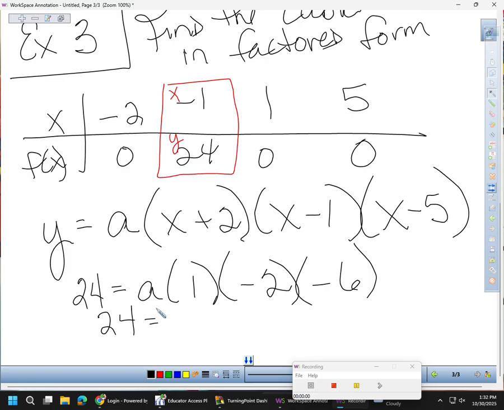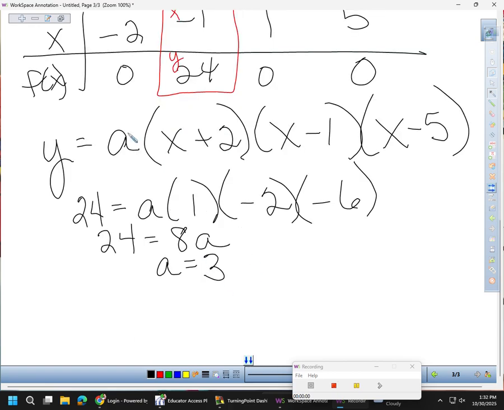Okay, so then the point that isn't a 0, we plug 24 in for y and negative 1 in for each of the x's. So we have 24 equals a. Negative 1 goes in here, we get 1. Negative 1 goes in there, we get negative 2. Negative 1 goes in there, we get negative 6. Okay, so we get 24 equals 8a. So in this case, what does a equal? 3, yes. A equals 3.